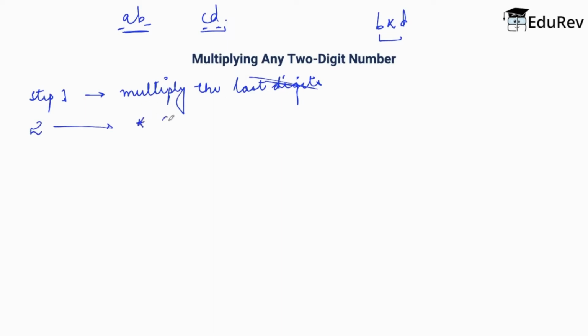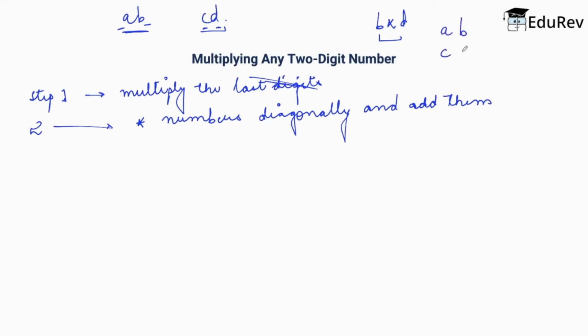Now step 2 says that we need to multiply numbers diagonally and add them. In this case, suppose we have AB and CD. So I have to multiply diagonally. That is, I'm going to multiply AD and then I have to add it with the multiplication of C and B. So this will be my result. This is the result for the first step, and this is the result for my second step.